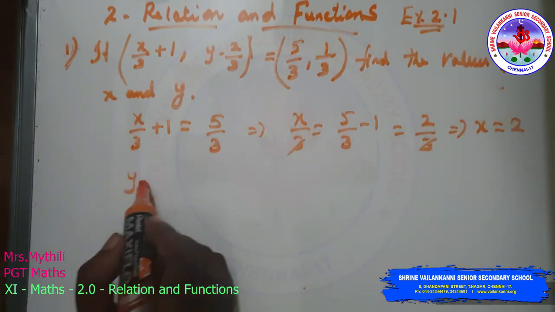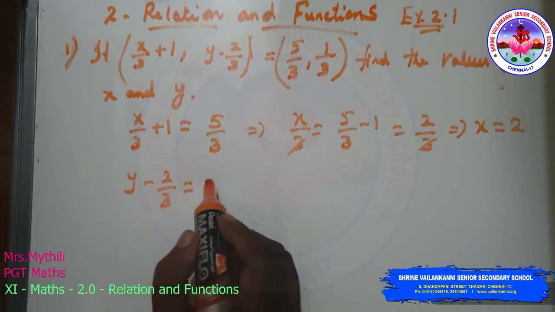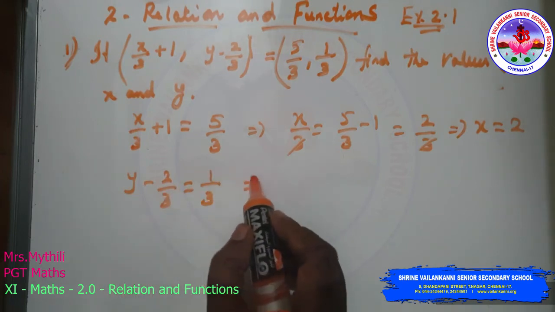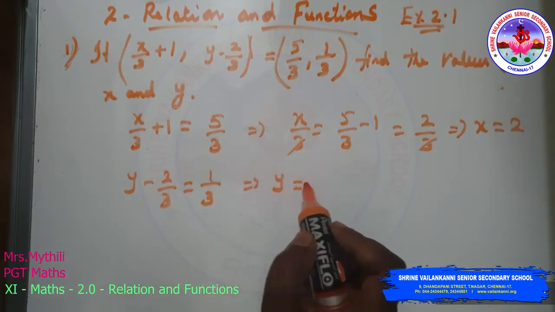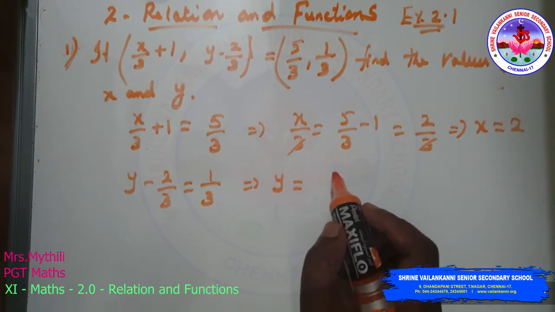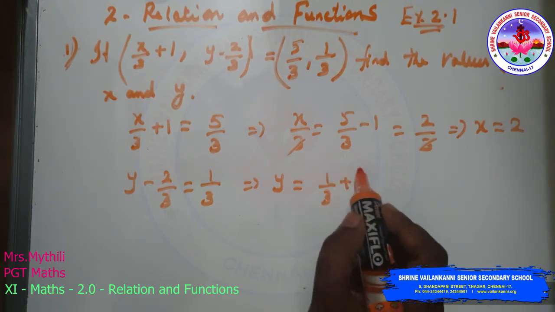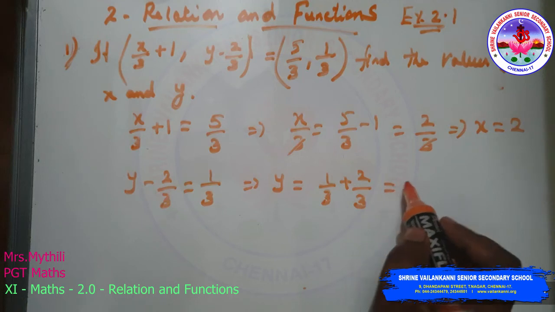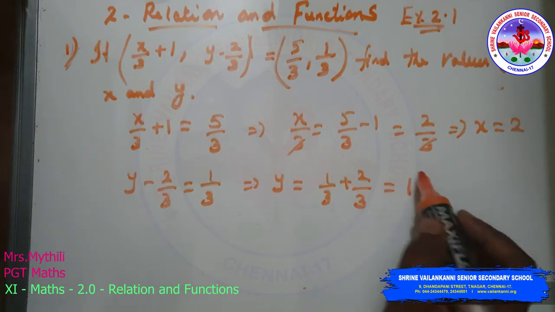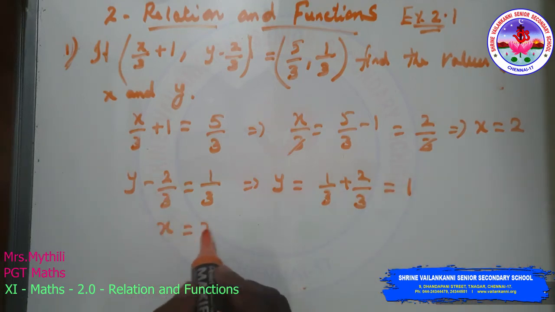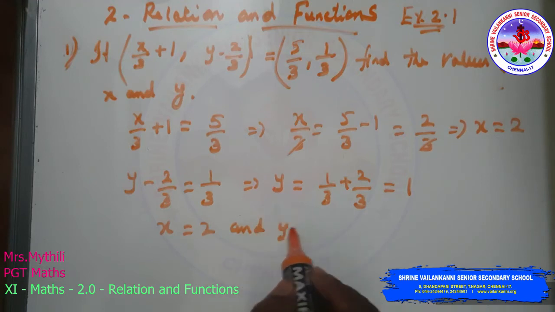And again y minus 2 by 3 equals 1 by 3. So y equals 1 by 3 plus 2 by 3, which is equal to 1. So x is equal to 2 and y equals 1.